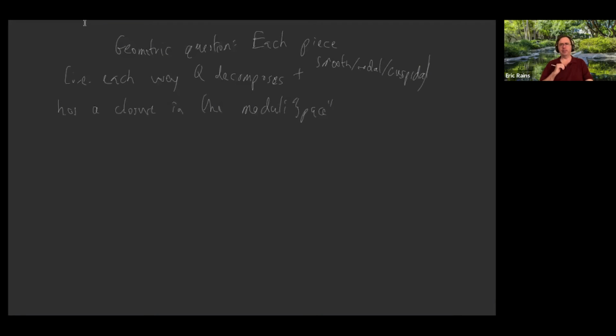I'm putting scare quotes because it's actually a stack, which I will try not to have you actually need to know what a stack is. But it's more complicated than just a scheme or even algebraic space, but it's a perfectly reasonable algebraic object and a familiar type of object for people who deal with moduli problems. So it has a closure in the sort of family of all surfaces, or of all anticanonical surfaces. So the first question is, is each such closure a union of pieces?